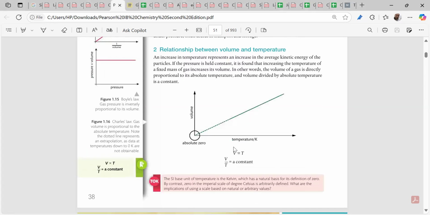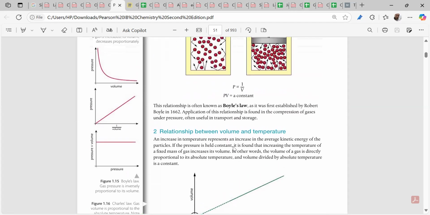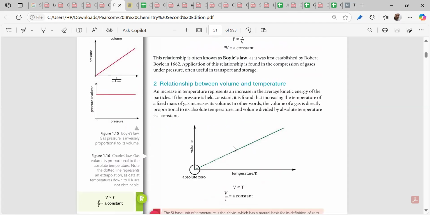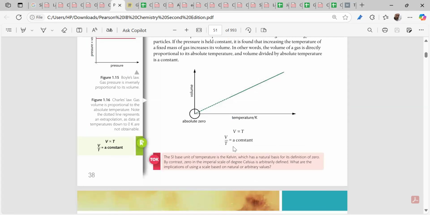Next, these graphs will be coming in a board exam. This graph will be 100% coming. Now, if we take volume versus temperature, we know that if we increase the temperature, the volume increases. If we decrease the temperature, the volume decreases. Isn't it simple?